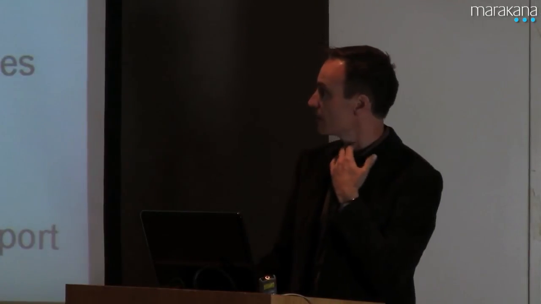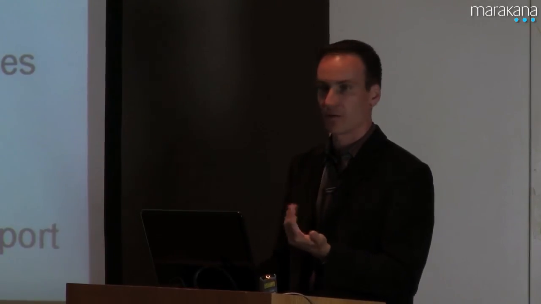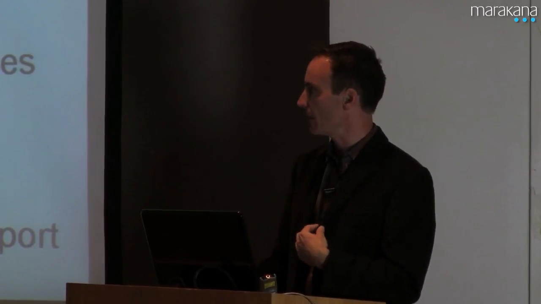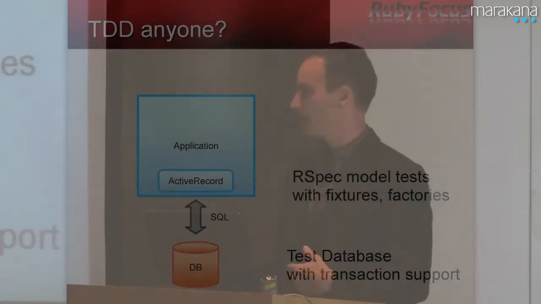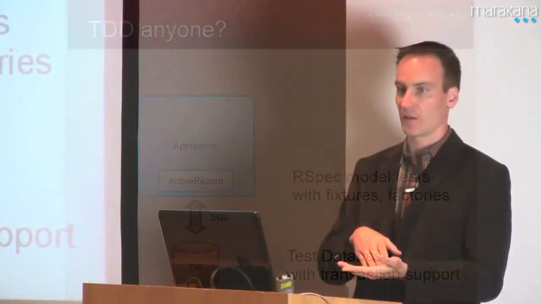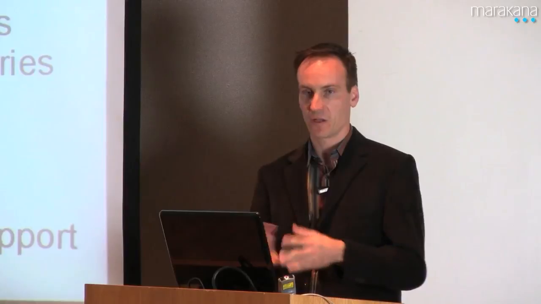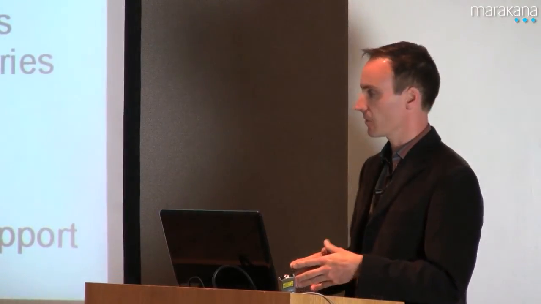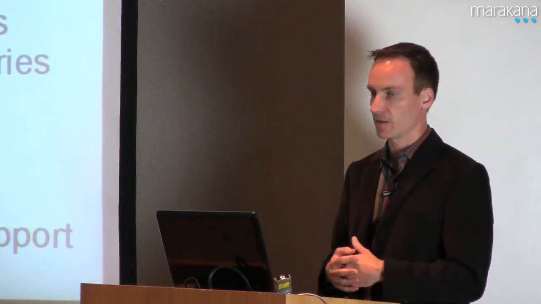In my standard Rails application with ActiveRecord against the database, I have RSpec model tests with fixtures and factories and a lot of support for it. And then I have a test database that is there just for tests, and they have transaction support. That means I get a clean state of the database for every single test case, and it rolls back at the end. I get a really nice setup, which is really intuitive and easy to use, and this is why TDD has taken off like wildfire in Rails.